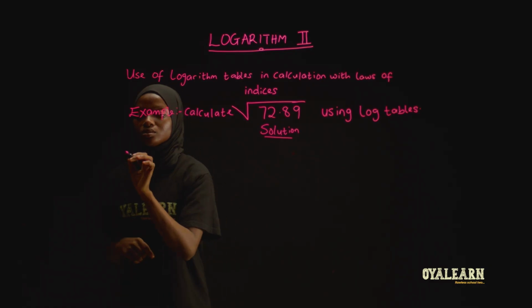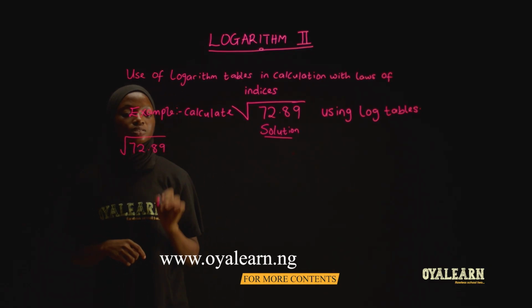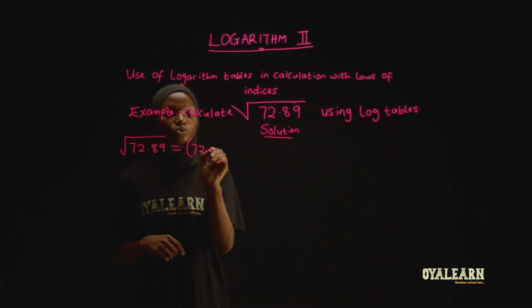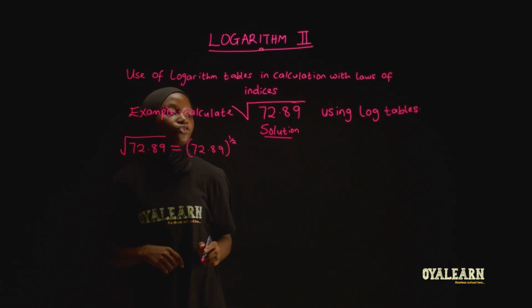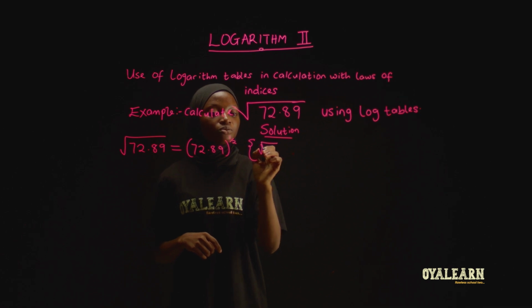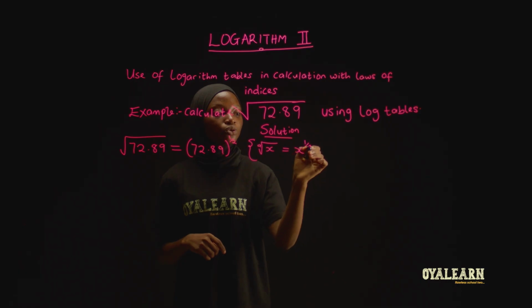Let's rewrite our number 72.89, which can be written as 72.89 raised to the power of 1 over 2, from the law of indices, where the a-th root of x equals x raised to the power 1 over a.